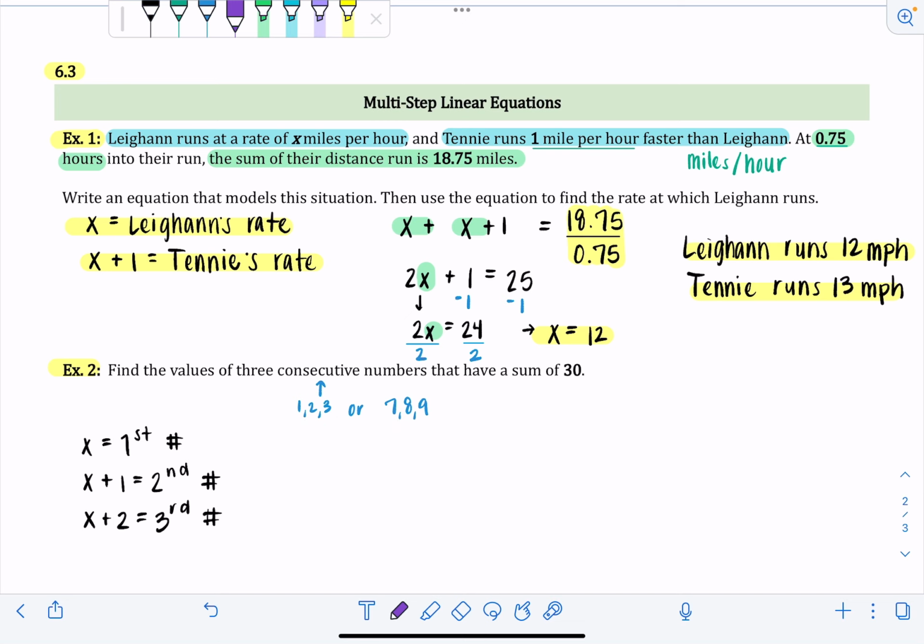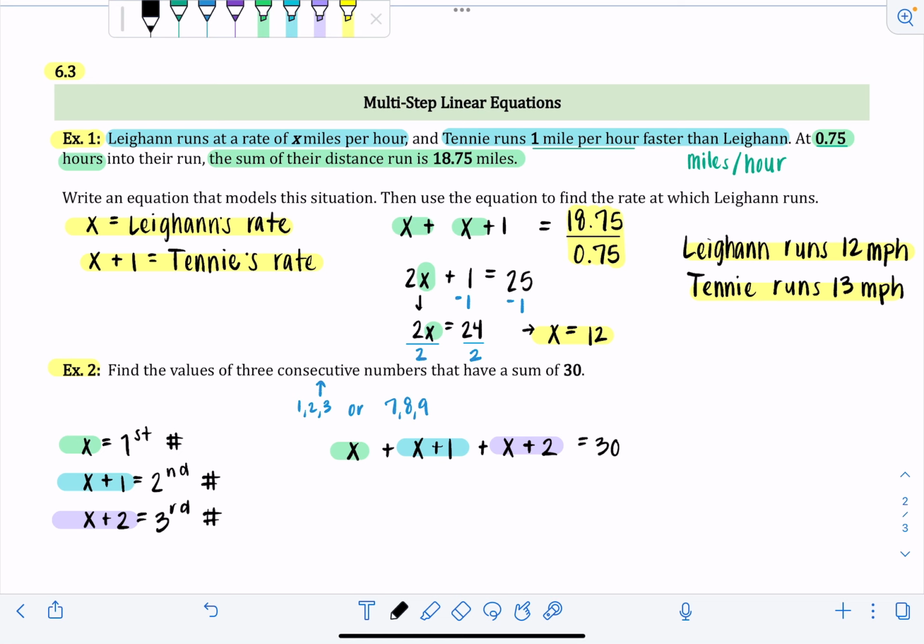Okay, so now it says the sum of 3 consecutive numbers is 30. So if I take my first number, which is x, and then my second number, which is x plus 1, so plus x plus 1, and then plus my third number, x plus 2, so plus x plus 2. If I add those 3 consecutive numbers together, I get 30.